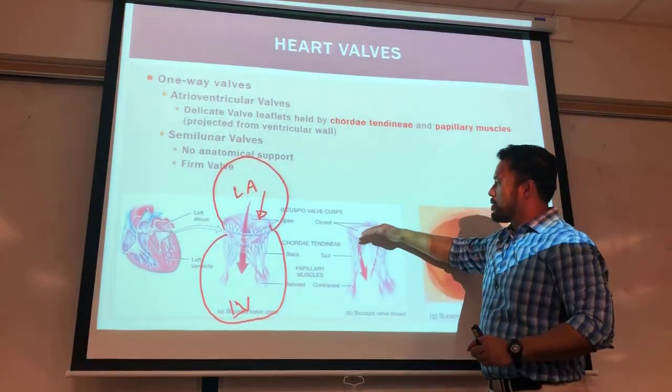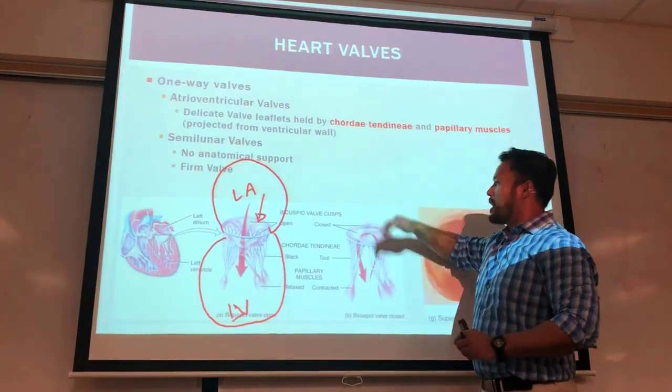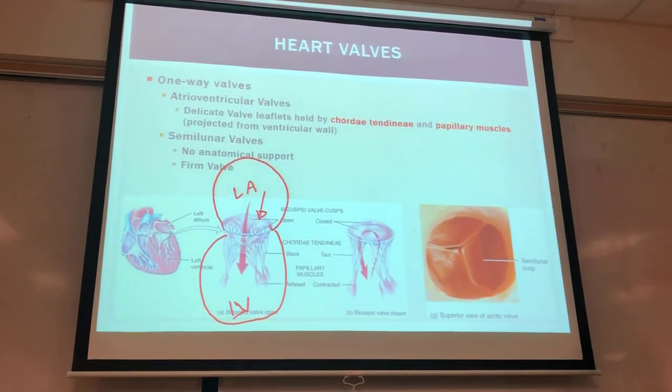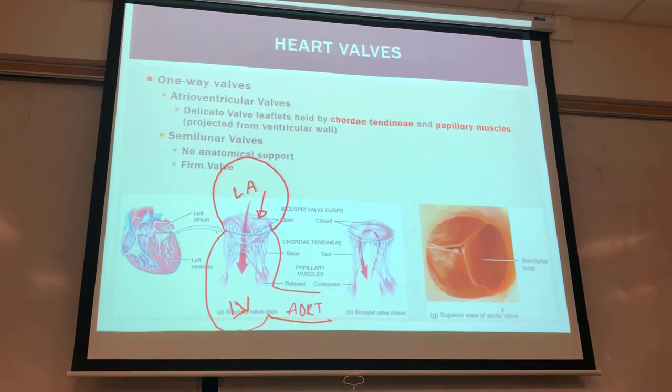So the prevention of blood flowing back into the prior chamber allows blood to flow out through the next chamber in place. So if I were to draw a very loose diagram of it, this would be our aorta, and this is going to be our aortic valve in place. That's only going to allow blood to flow out in that direction.